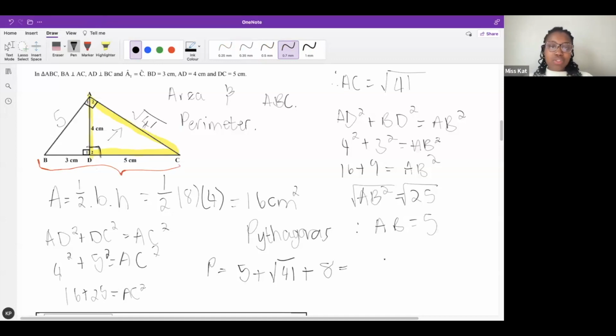Then you just type that into your calculator and let us hear what my answer is. Remember to square root the 41. Okay, it's not just 41. Square root the 41. What's my answer? 19,4 centimeters. Okay. Are we good? Hope we're good.